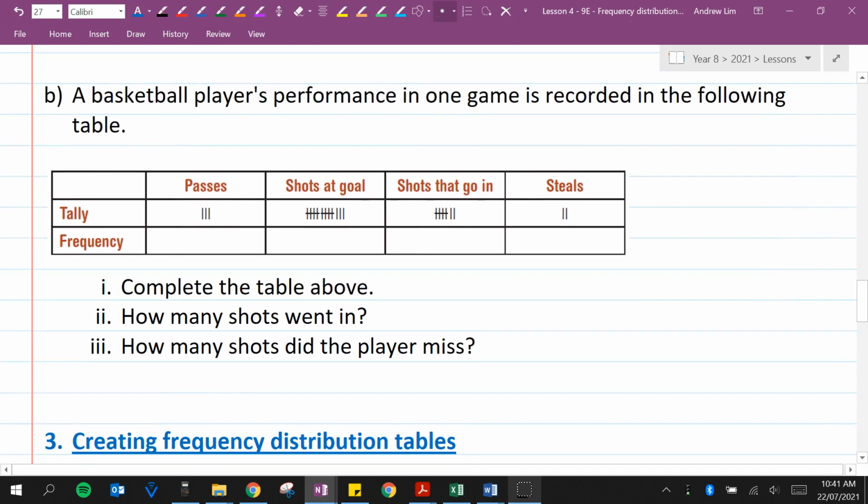Question B, a basketball player's performance in one game is recorded in the following table. Complete the table above. How many shots went in and how many shots did the player miss? How about I get you to pause the video and have a go with this.